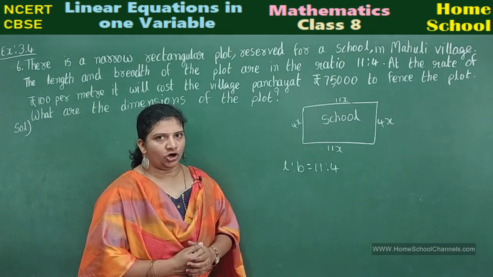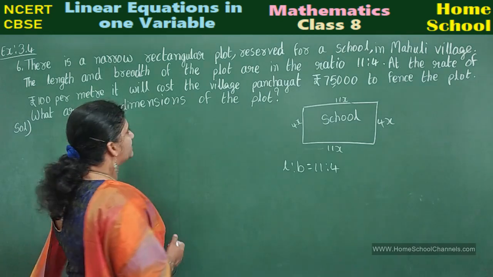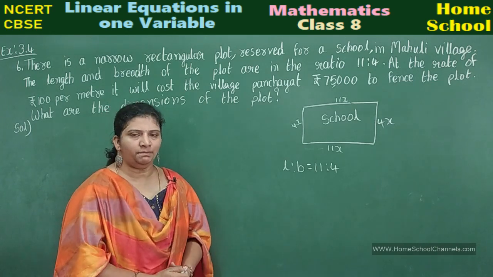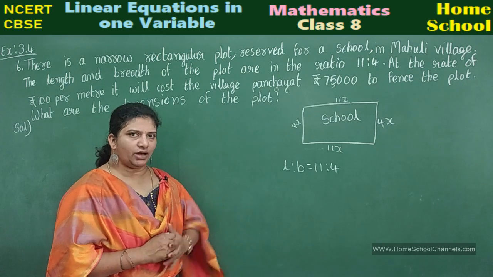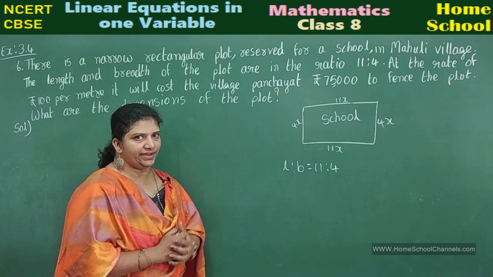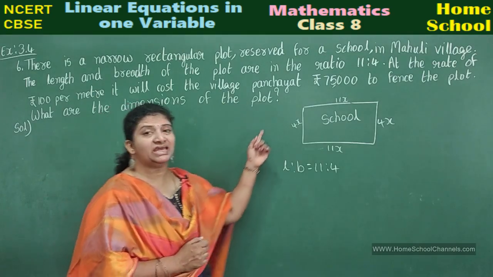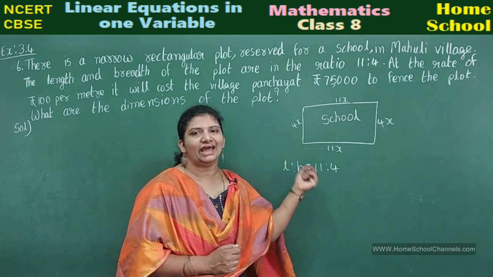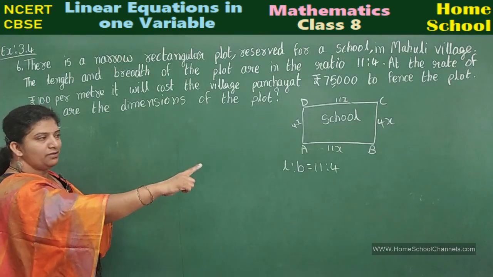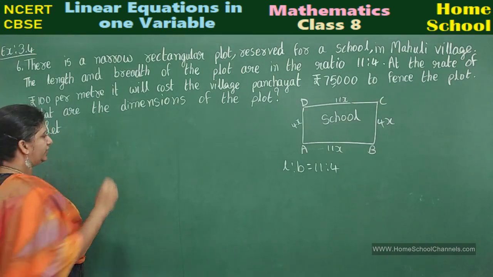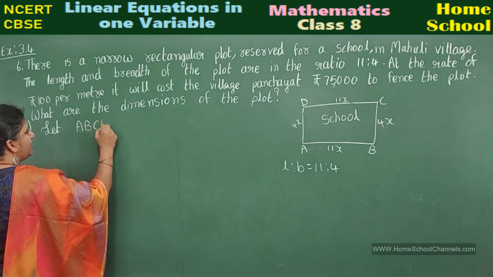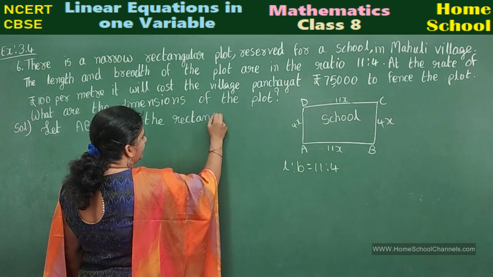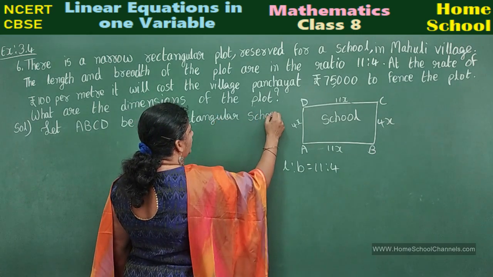To fence this plot, each meter costs 100 rupees and it will cost the village panchayat 75,000 rupees. So we know the total amount and the cost of each meter. We should know the perimeter of the rectangle. If you know the perimeter of a rectangle, you can find the length and also the breadth. See there, I have marked A, B, C, D for the rectangular plot. Let A, B, C, D be the rectangular school plot.